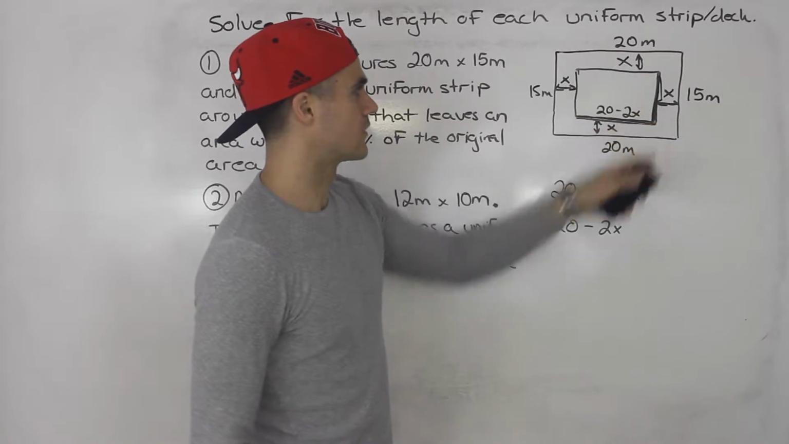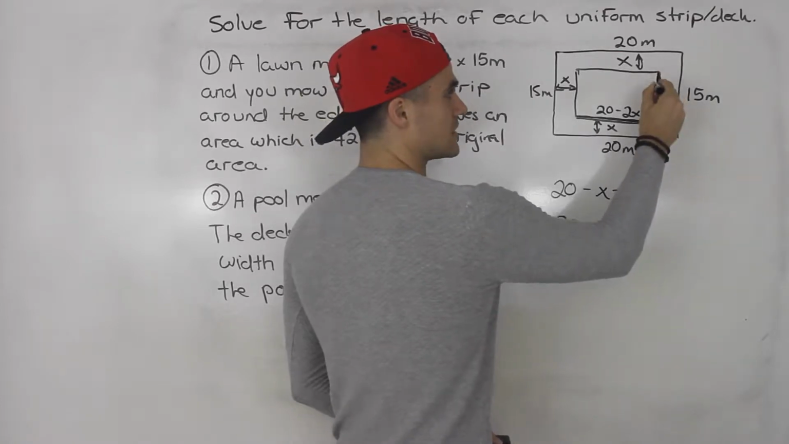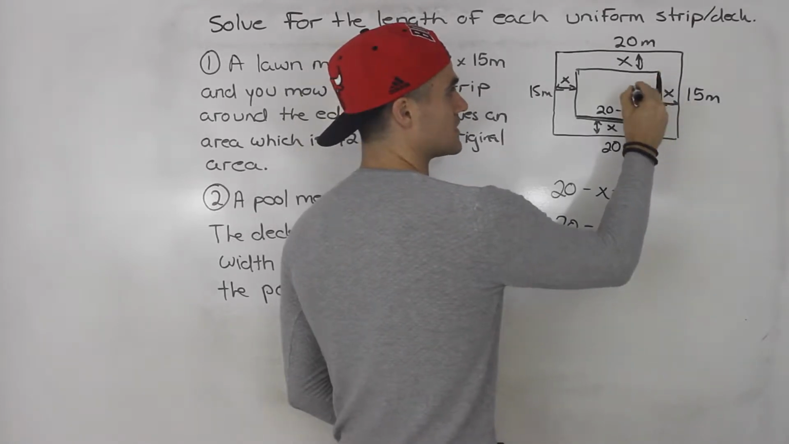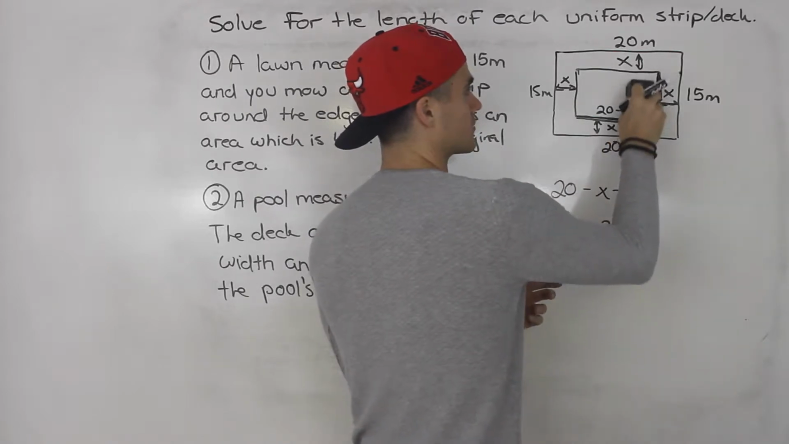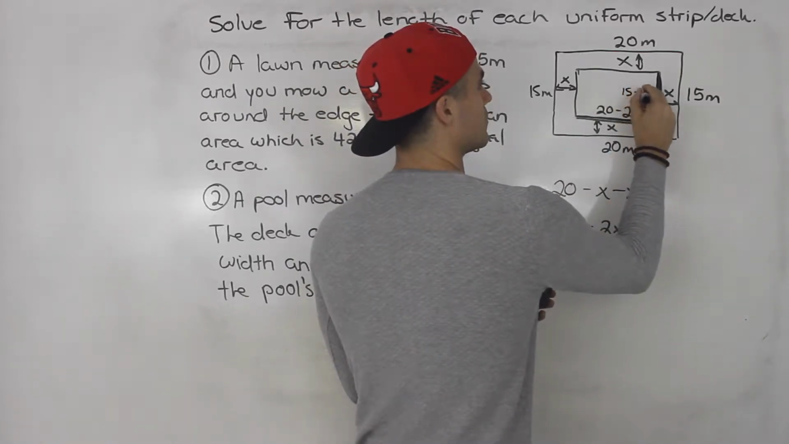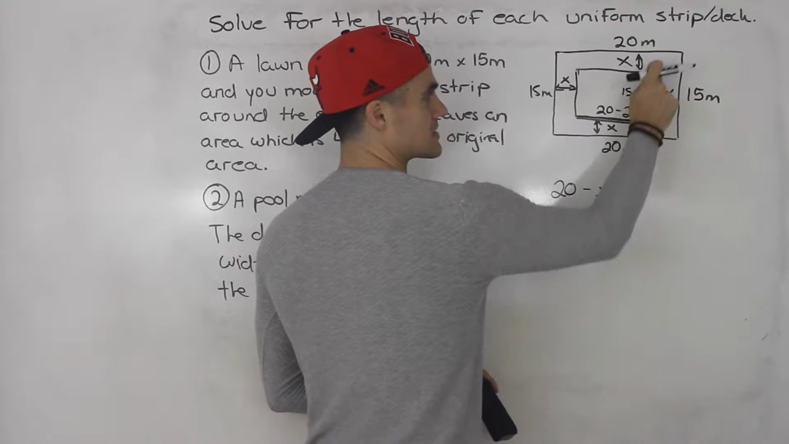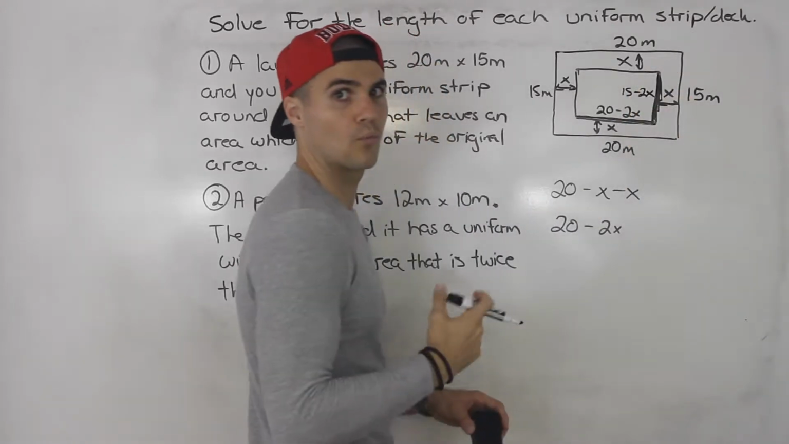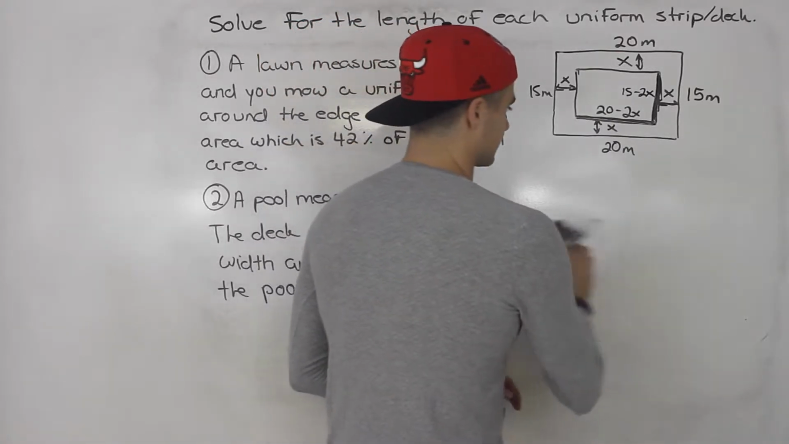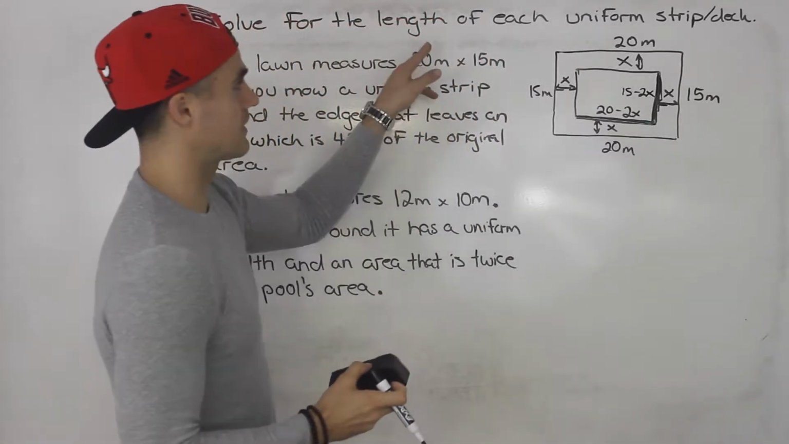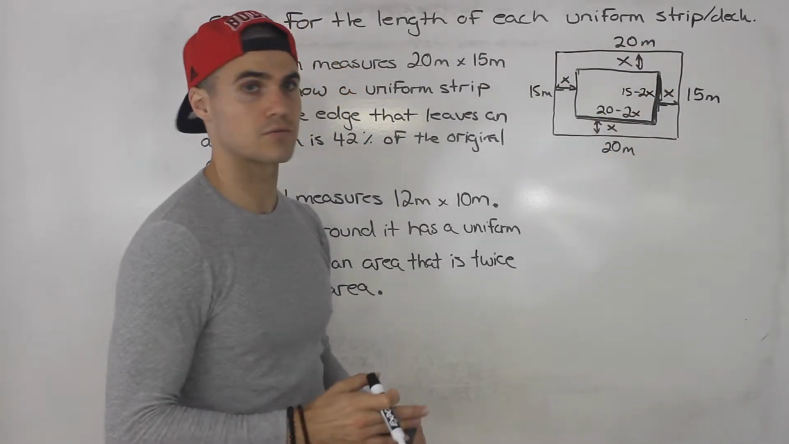Now, what about the width here? Well, the original patch of grass had a width of 15. So that means the patch of grass that's left, the width of it, is going to be 15 minus 2x. There's two x's there that we have to subtract. I can actually write it a little further down. All right, does that make sense? 15 minus x minus x. That is the expression for the width for the patch of grass that is left. Okay? So what we're solving for is the length of the uniform strip, right? The strip that was mowed down, the grass that was mowed down.